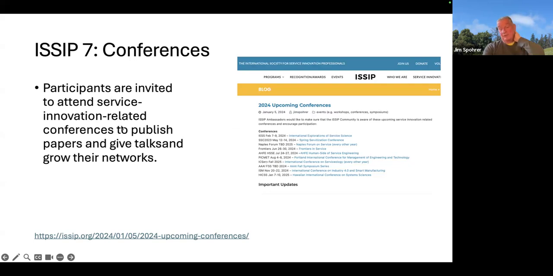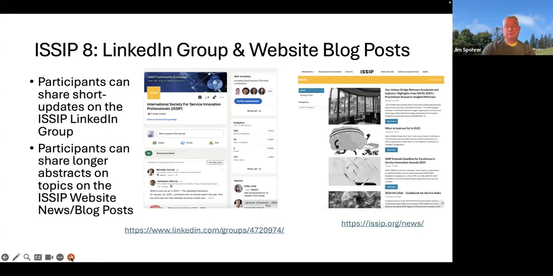Participants are invited to attend these service innovation related conferences. Students can publish papers with faculty or industry partners. You can give talks and also grow your network. So conferences are very important. And in the past, we've supported conferences by using some of our funding to support them monetarily, and also to give out awards and things like that, and best paper awards.